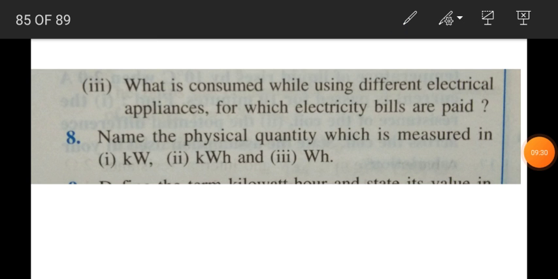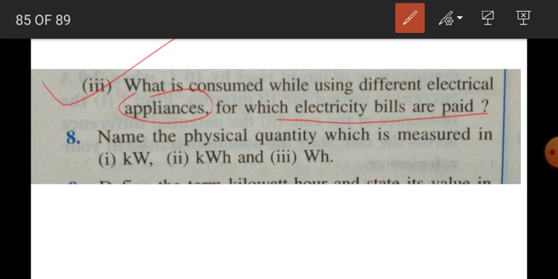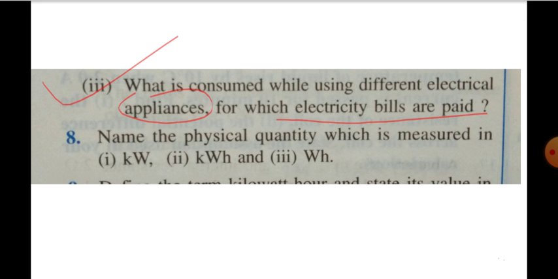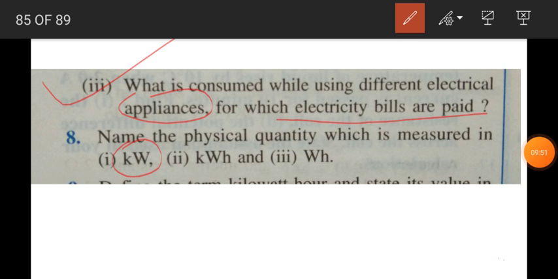So, let us go through these questions once again. What is consumed while using different electrical appliances for which electricity bills are paid? So, what is consumed? Electrical energy is consumed. Kilowatt is the unit of power and kilowatt hour is the unit of electrical energy. Even watt hour is a smaller unit and kilowatt hour is a bigger unit.